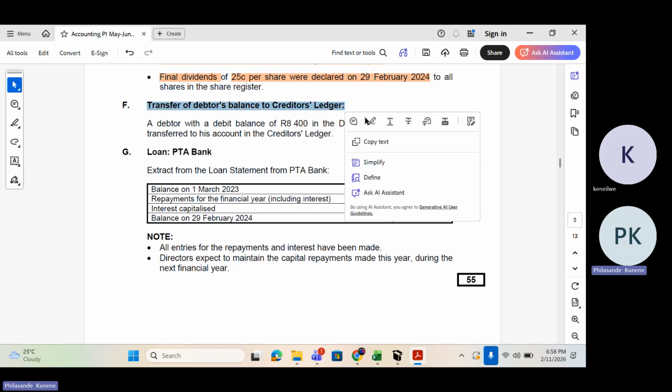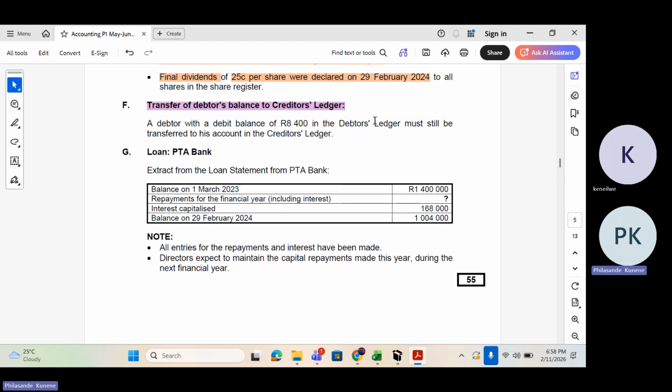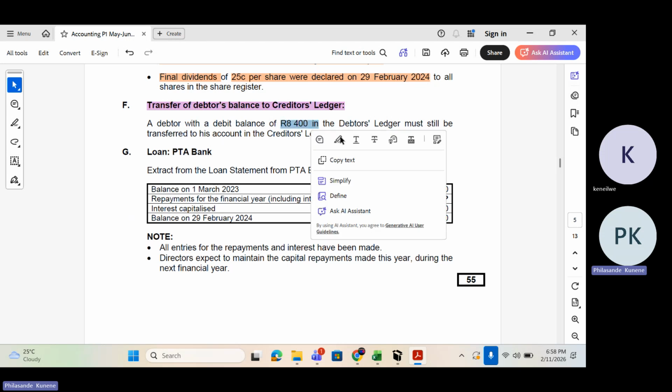And then we go to information number F. What they're saying here is that a debtor with a debit balance of 8,400 rand in the debtor's ledger must still be transferred to his account in the creditor's ledger. This one is very tricky, this situation here.